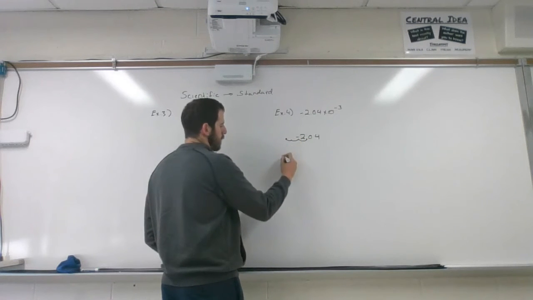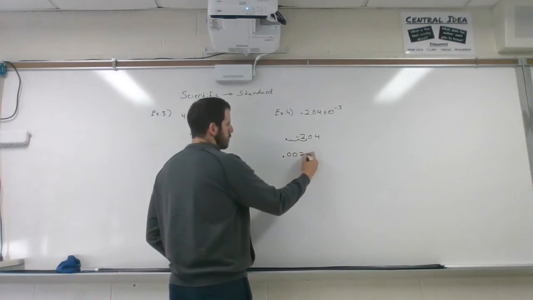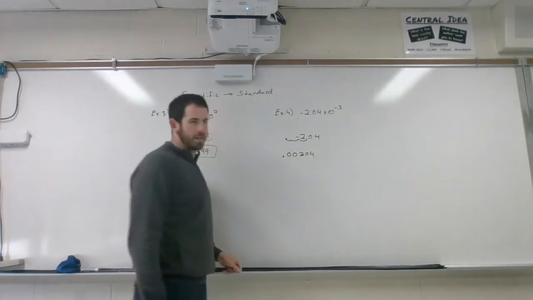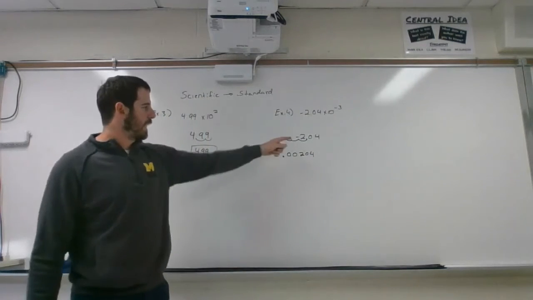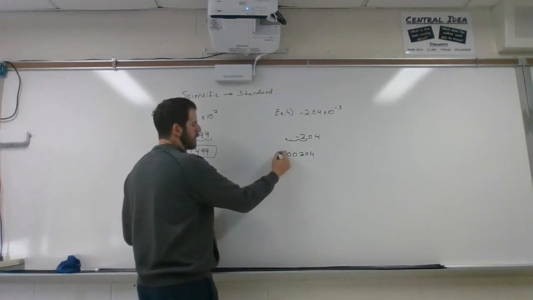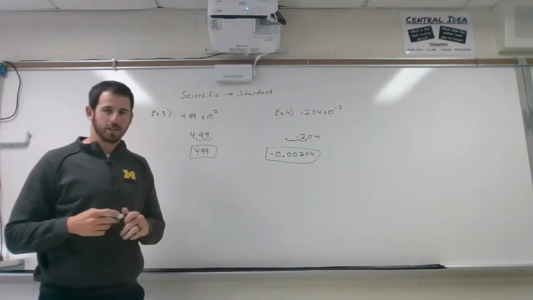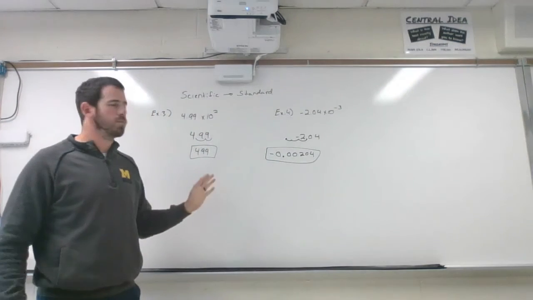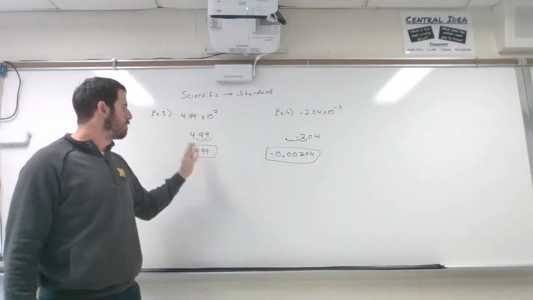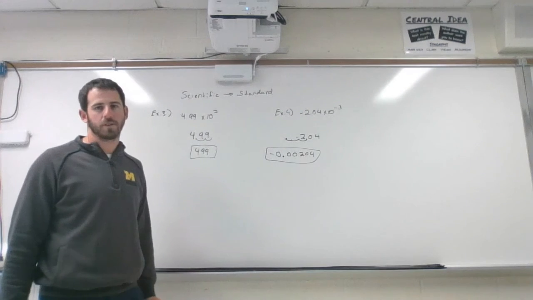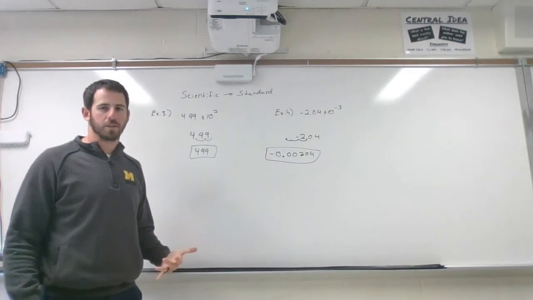So now I have 0.00204. Okay? We can't forget the negative. Again, I'll put a 0 in front of the decimal, and it's still a negative number. The negative number does not change the fact that you still move it to make a small number, or move it to make a large number if it was a large number. Okay, just because it's negative doesn't change the process.